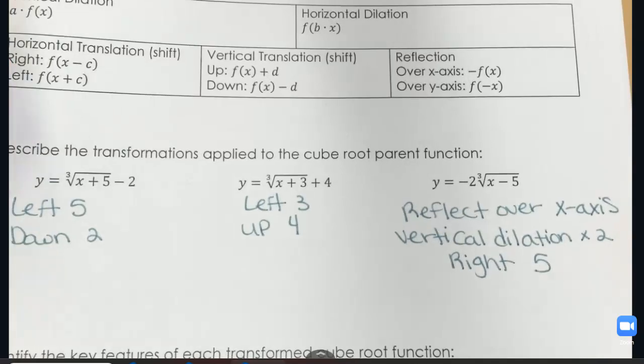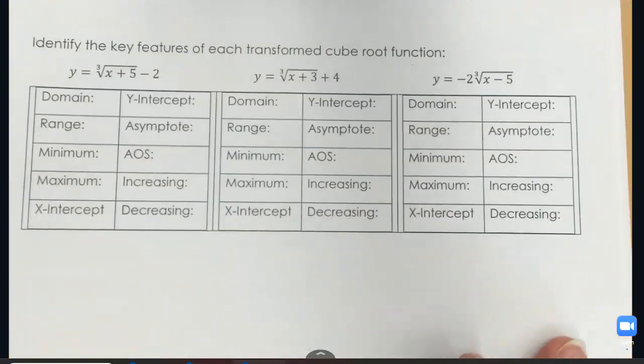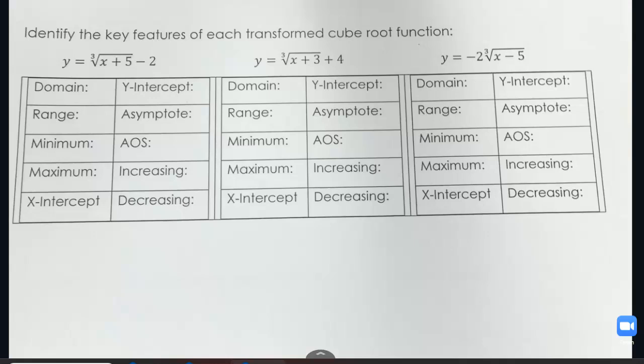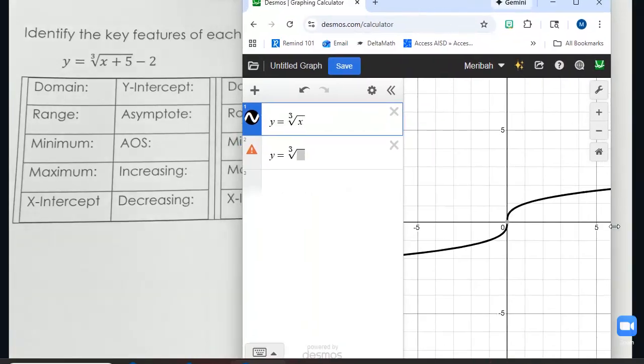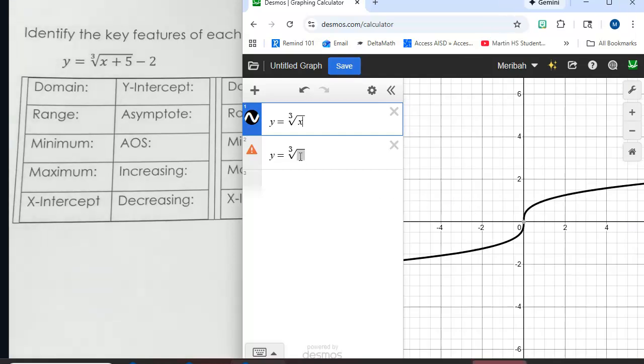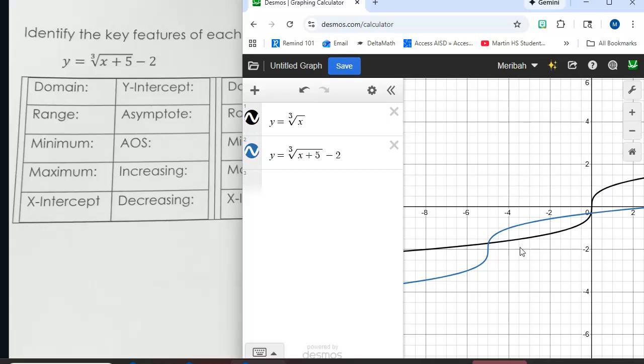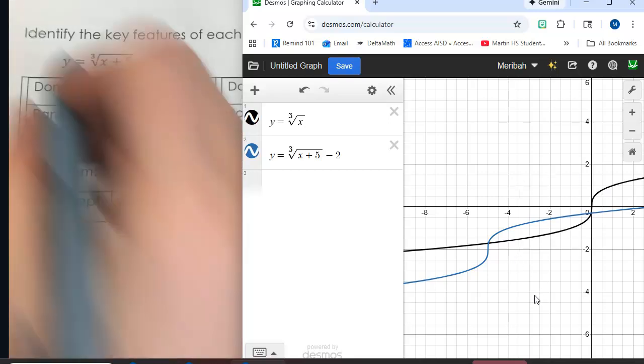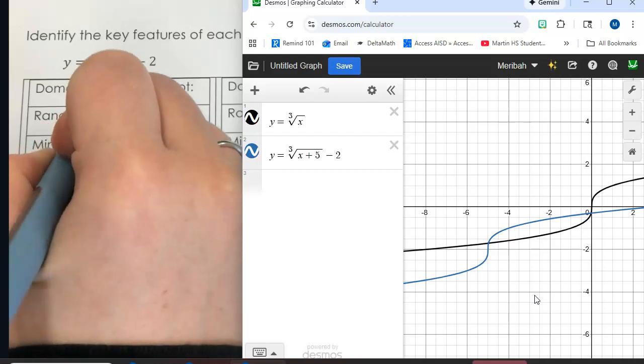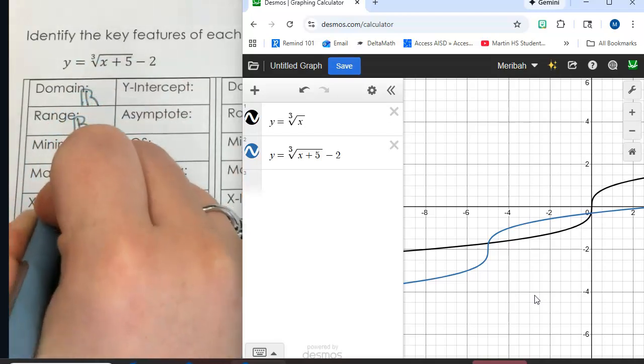So let's look at those 3 graphs in Desmos and see what changes. I am going to change this up. So here again we have our parent function in black for cube roots, and I'm going to put in that first transformed function in blue here. So we can see that general shape changed, but it did move over. So our domain and range are still the same, which means we don't have a maximum or a minimum.